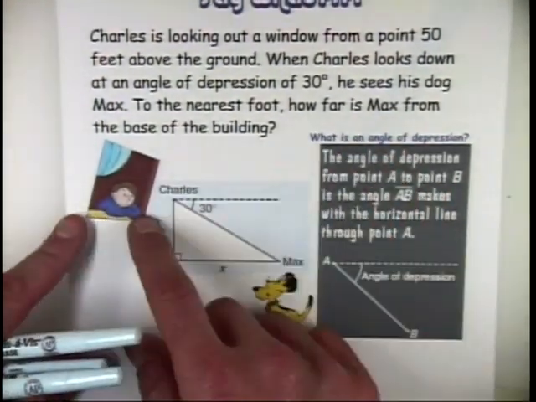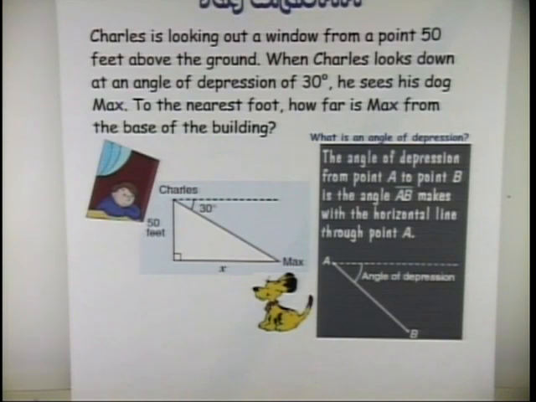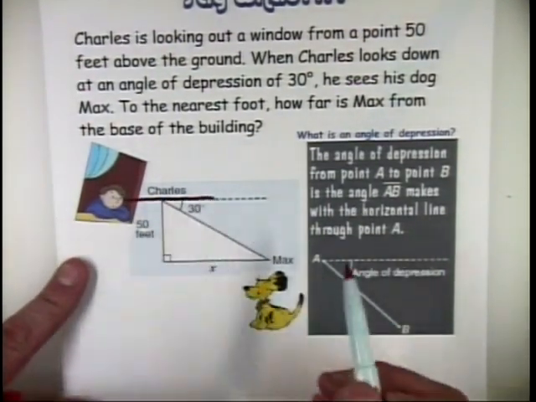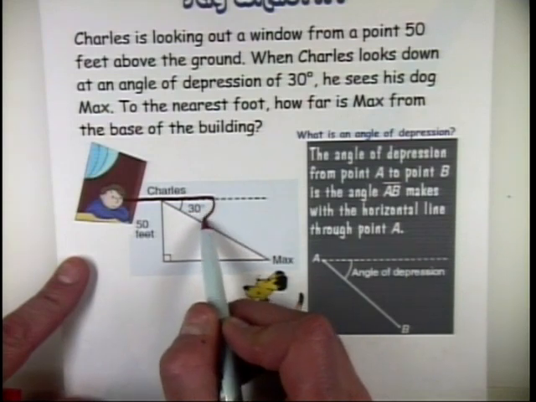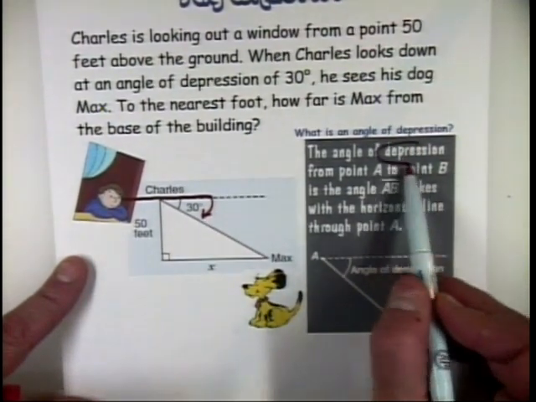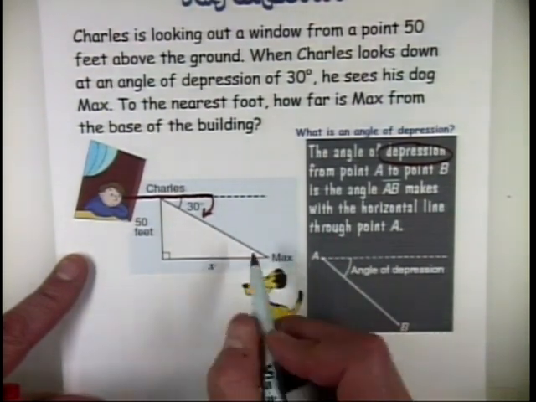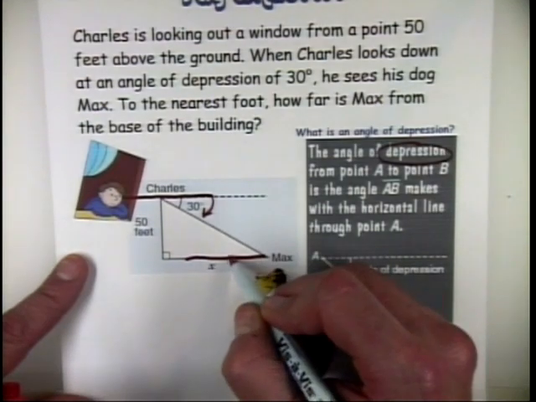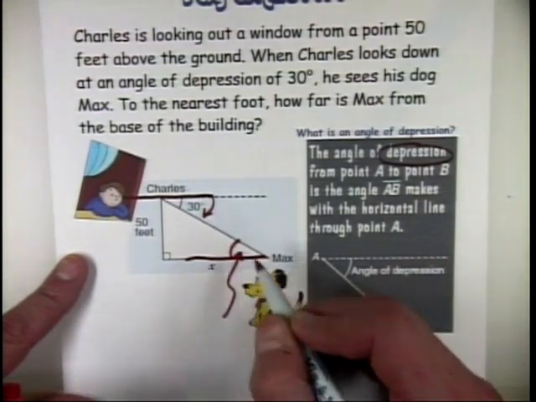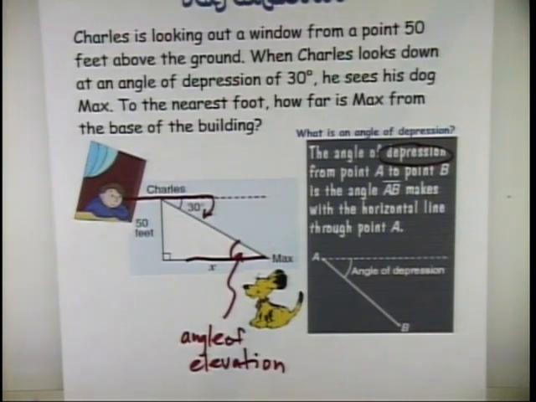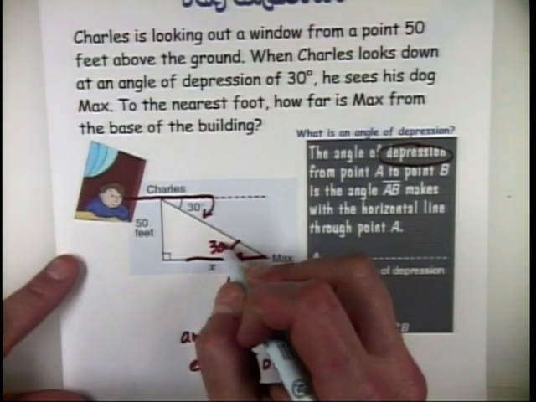But here's what we know. Charles happens to have instrumentation in his room that measures angles of depression. So what is an angle of depression? Well, if he's looking straight out, the angle that he has to look down from the horizontal is called the angle of depression, and it makes a 30-degree angle with horizontal. On the other hand, if his dog Max was down here looking at the horizontal, the angle that he had to look up would be called the angle of elevation. And in this case, the angle of elevation and the angle of depression are alternate interior angles, so they are congruent. So I know that this angle is 30 degrees.